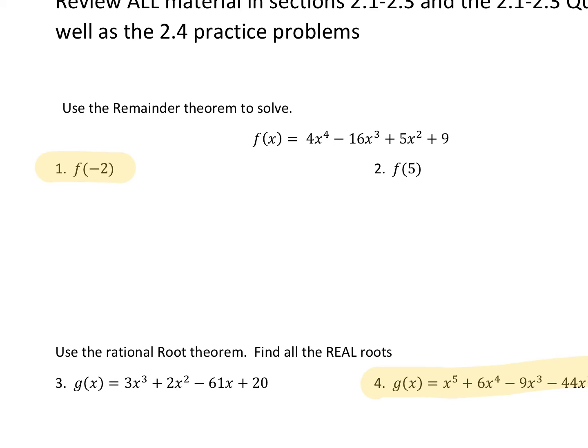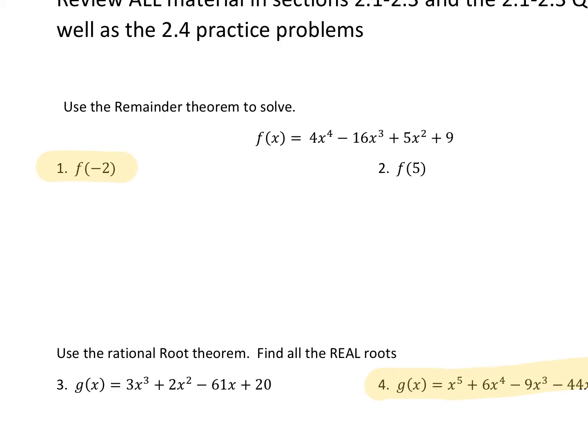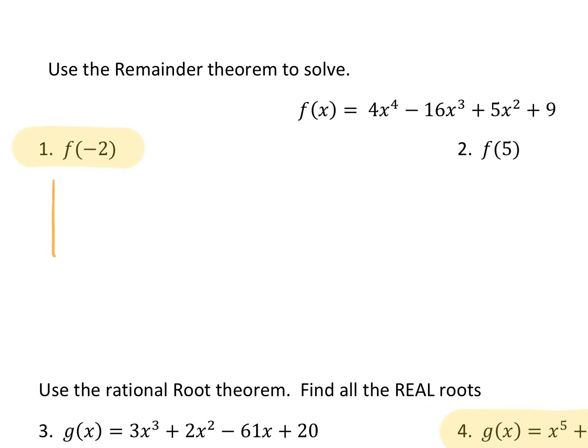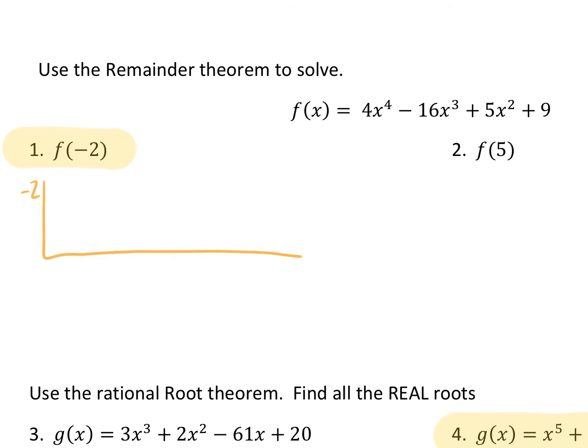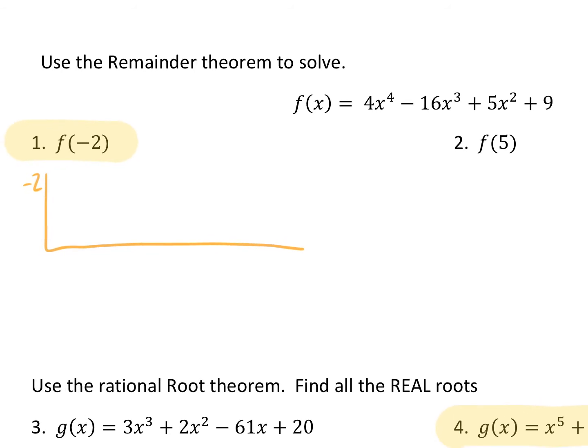So how can I use the remainder theorem to solve this? Use synthetic division. So what's going to go on the outside? -2. And then on the inside, what am I going to put? 0 and 9, because I'm missing that x term, so I have to put a 0x there. So make sure all of your variables are represented.